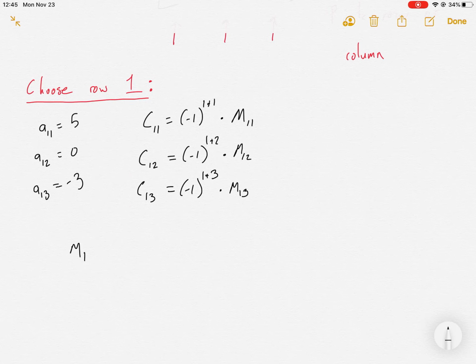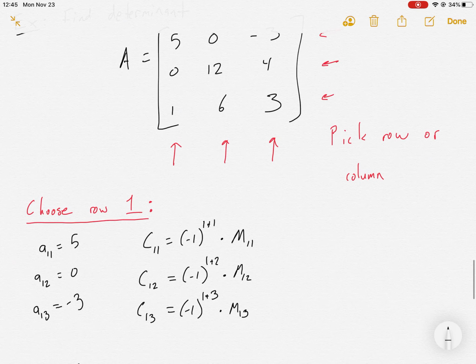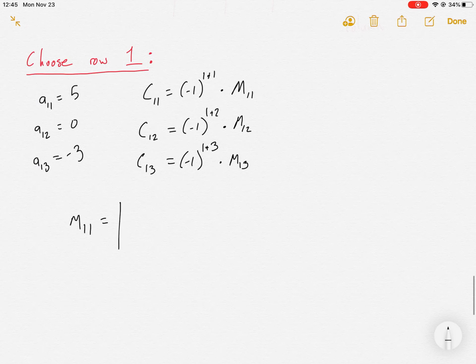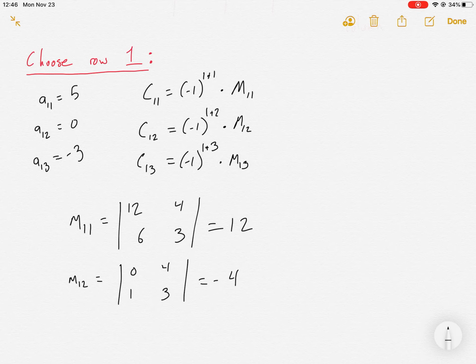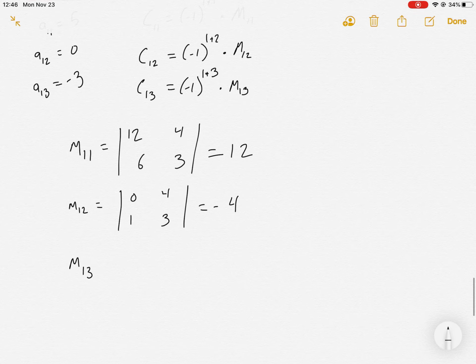So let's go ahead and calculate these minors. M11 is the determinant of the matrix 12, 4, 6, 3. So 36 minus 24, which is just going to give me 12. The minor 1,2 is going to be the determinant of the matrix 0, 4, 1, 3, which will give me negative 4. And then the final one, the first row and the third column getting deleted, is going to be the determinant of 0, 12, 1, 6, which is just negative 12.